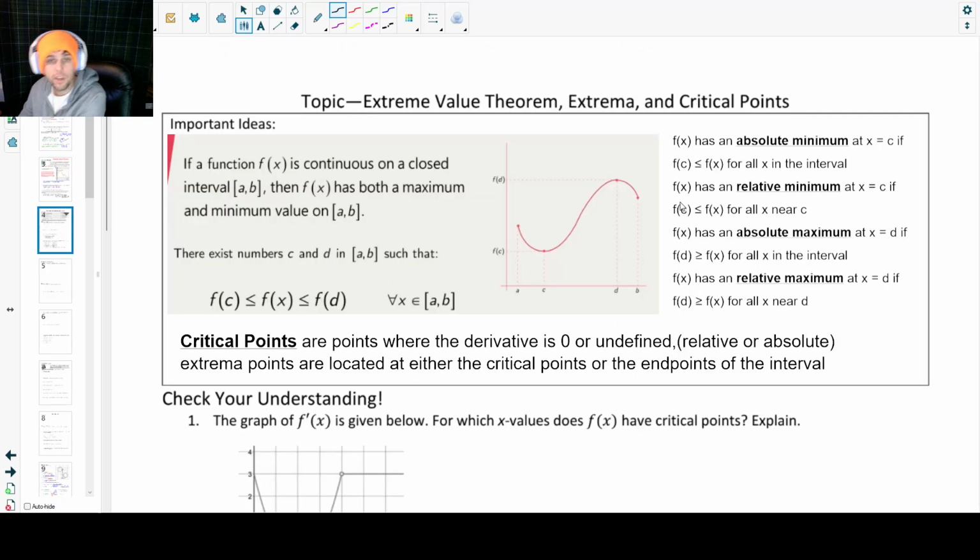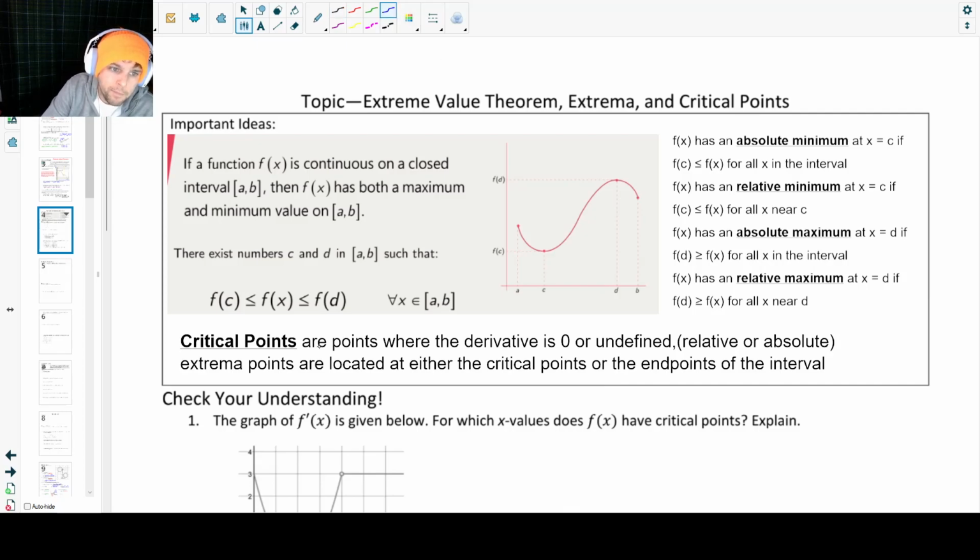Okay, so we have something called the extreme value theorem. So I'm going to take a look at this. It says if a function f of x is continuous on a closed interval, then that function f of x has both a maximum and minimum value on the interval a and b.